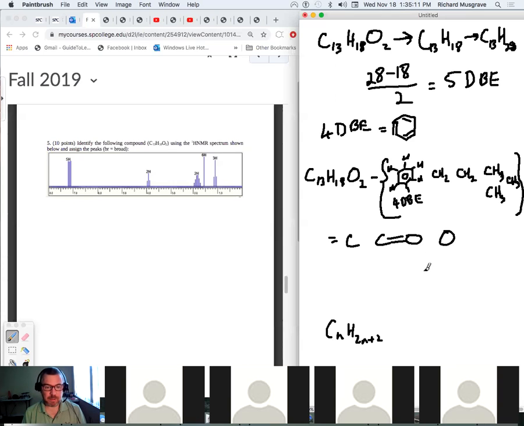So now we have to put this sucker together. All right, what are we going to do? Well, let's start at 4 ppm this time. And you can see we've got this CH2 that's at 4 ppm. I'm going to say that that's connected to an oxygen because it is at 4 ppm. That's going to be my starting point.